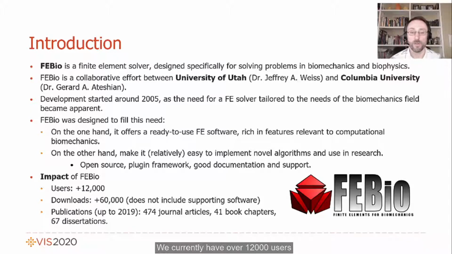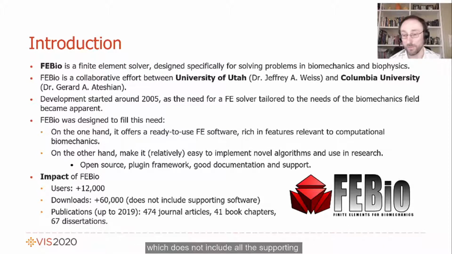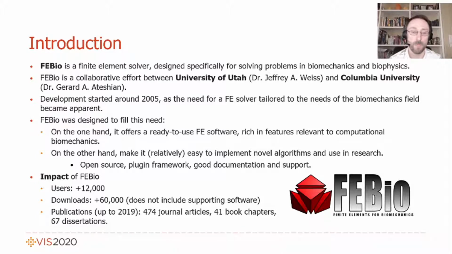The first release of FEBio was done at the end of December in 2007, and we currently have over 12,000 users and have over 60,000 downloads of the FEBio software itself, which does not include all the supporting software that we developed. And we also try to keep track of publications that have used FEBio and have counted so far over 500 publications.